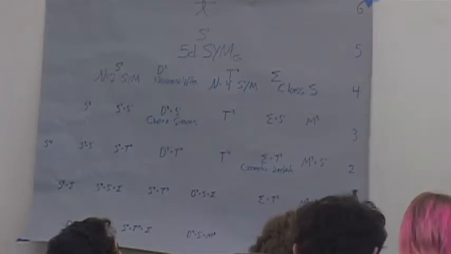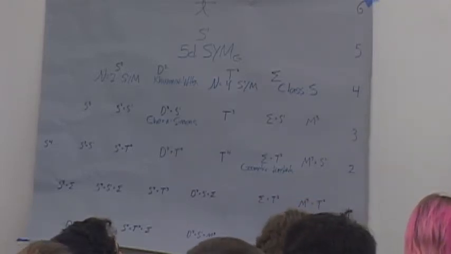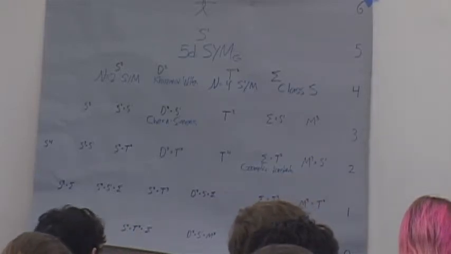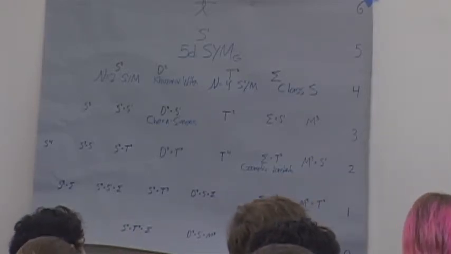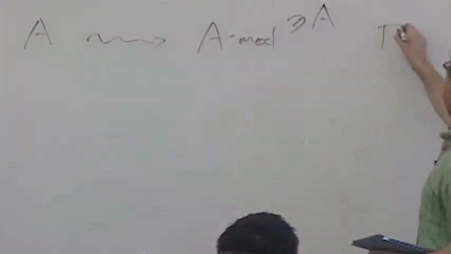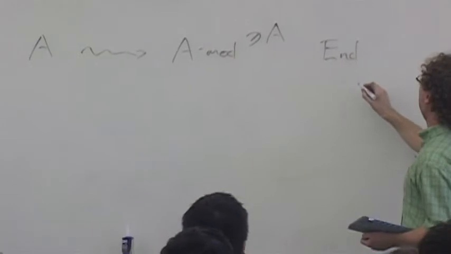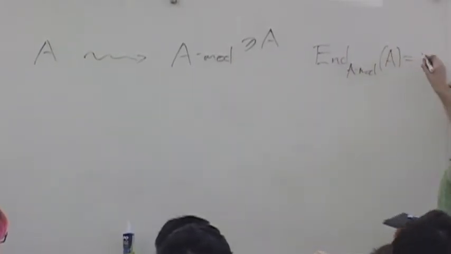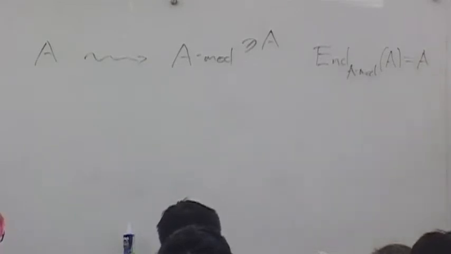So let's say if I give you an algebra A, I can attach to it a category, A mod. And in this category, there's a distinguished object called A. And we know that endomorphisms in A mod of A is A.